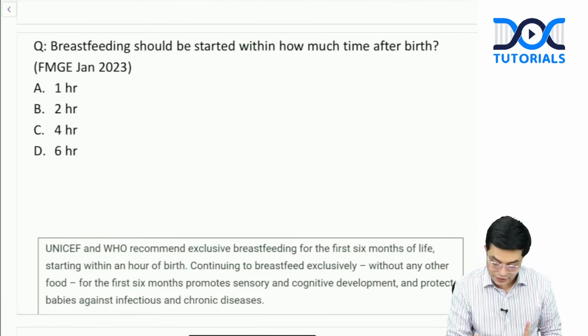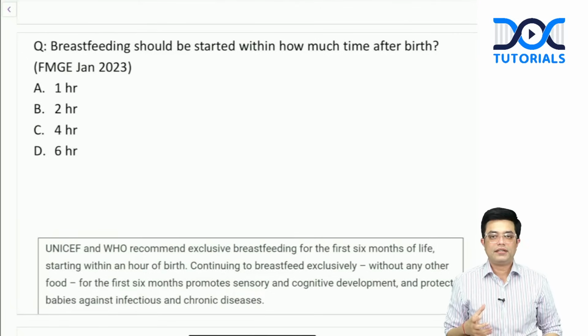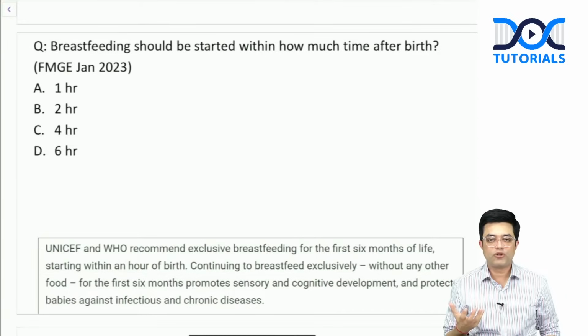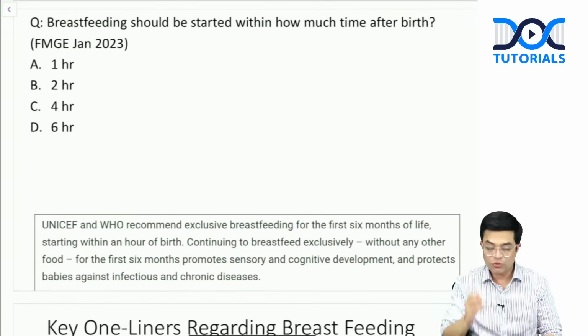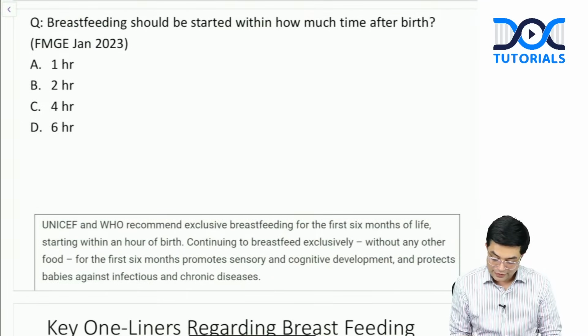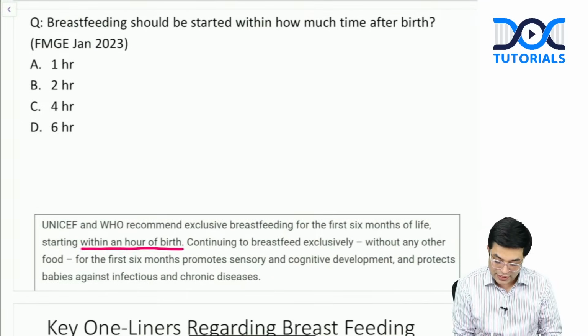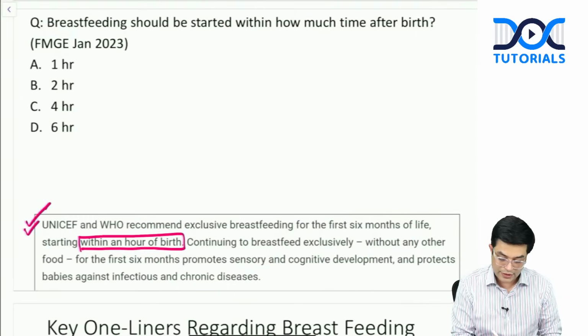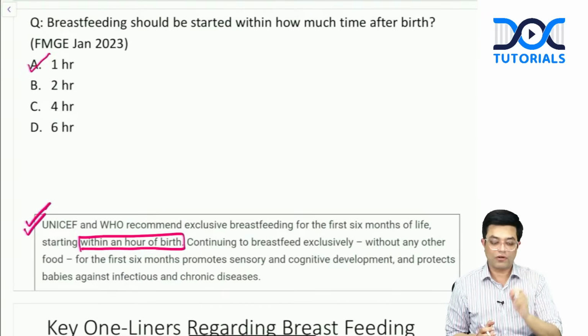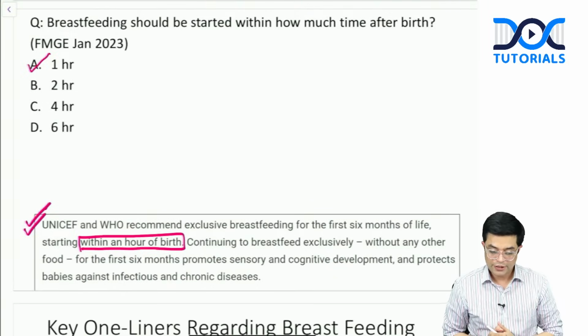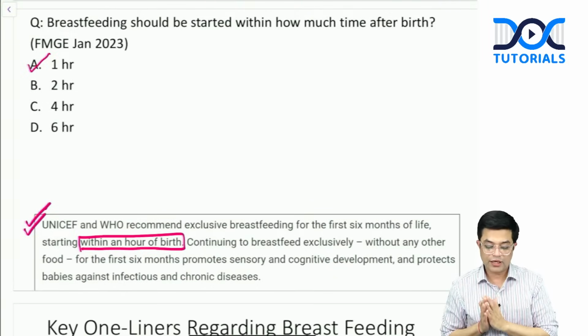ये FMG का जनवरी का क्वेश्चन है इस बार का. Ideally breastfeeding should be started as soon as possible, but the WHO UNICEF guideline including the 2021 update says that it should be started within an hour of birth, and the answer to this question is A, that is within 1 hour. Within 1 hour of the birth it should be started, right.